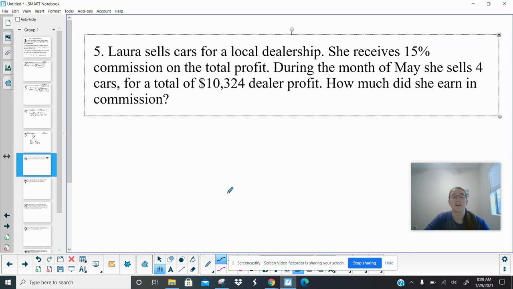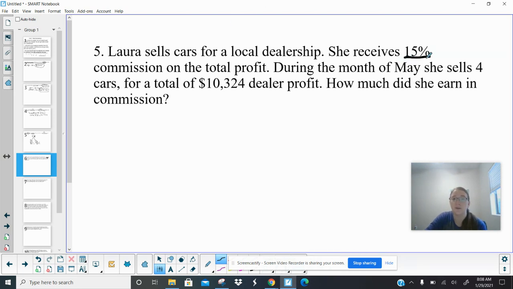Okay, number 5, guys, again, this was another question where if you had done the review, this looks confusing. It's not. Literally all you do is take 1% and then you're done. Because it says she receives 15% commission. Now I know it says on. This is the same thing as of. It means the same thing. That's how commission works. Commission is a percentage of something. In this case, it's the total profit.